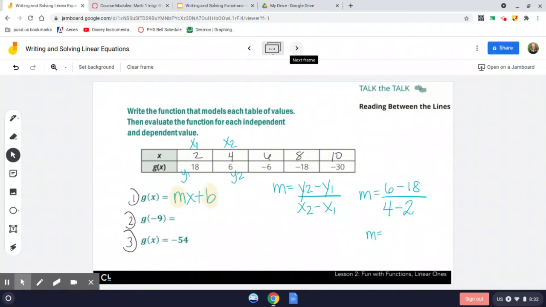6 minus 18 is negative 12. And 4 minus 2 is 2. Both of these can be divided by 2. Negative 6 over 1 is just negative 6. So instead of m, I'm going to plug in a negative 6.